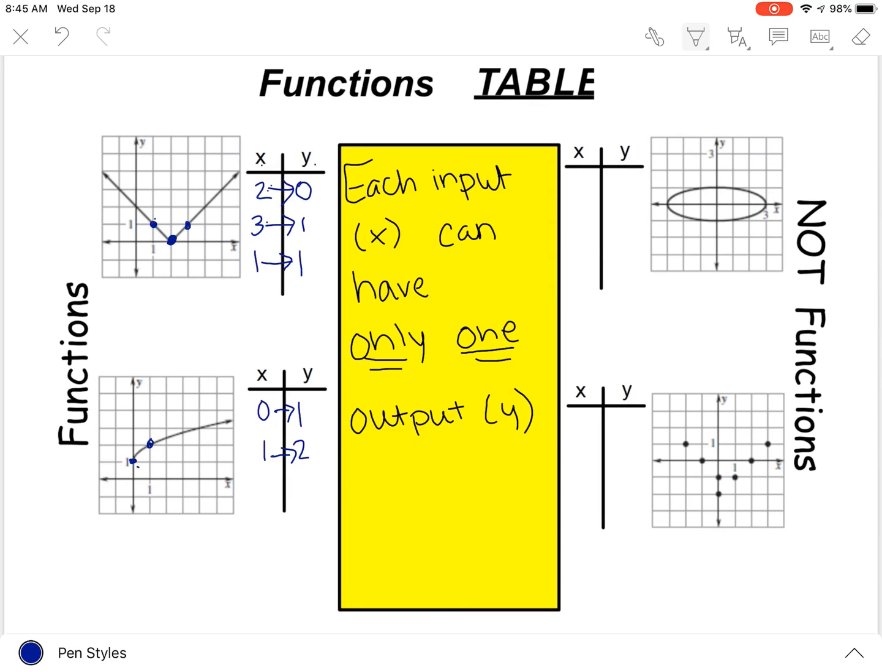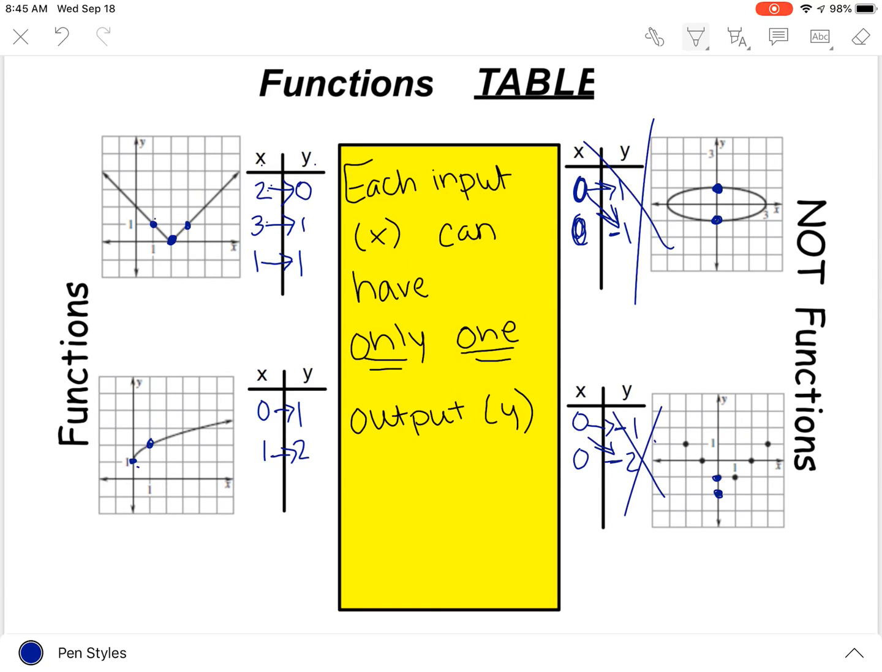Now, looking at our not functions, well, let's look at a couple of points. Here we've got the point 0, 1. Here we've got the point 0, negative 1. But look what happened. We have one x value, the x value of 0, but it goes to 2 different y values. That cannot happen, so that is not a function. Down here on our second example, well, we have the point 0, negative 1, and then 0, negative 2. Again, it's that 0 going to 2 different, I'm sorry, 2 different outputs, so that cannot happen, so this is not a function.